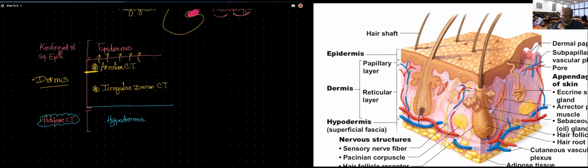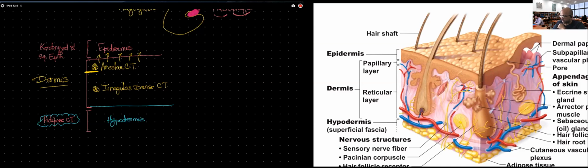It's going to contain the dermal papillae, which is going to be containing the nerve fibers on here and the blood vessels, and they will be responsible for the appearance of the fingerprint ridges on your skin.